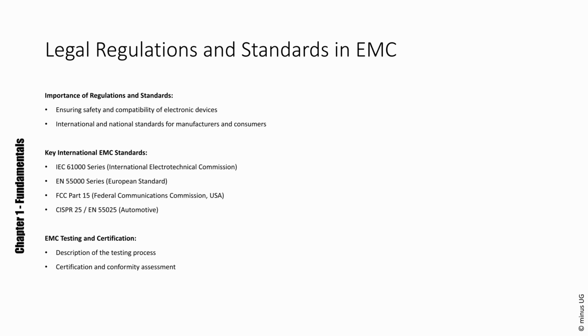Importance of regulations and standards. Regulations and standards in electromagnetic compatibility, EMC, play a crucial role in ensuring the safety and compatibility of electronic devices. They provide a framework that manufacturers must adhere to, ensuring that their products do not emit harmful levels of electromagnetic interference, EMI, and are immune enough to function properly in their intended electromagnetic environment.